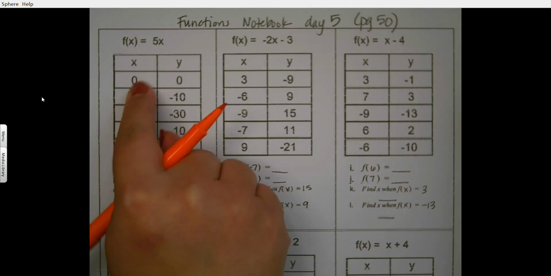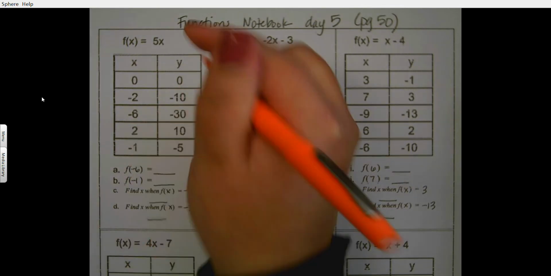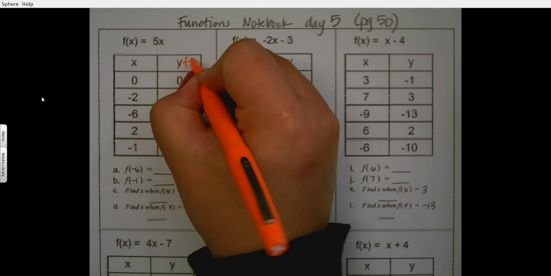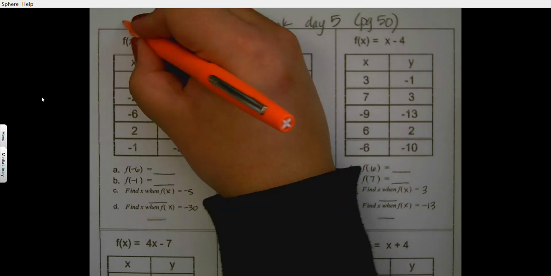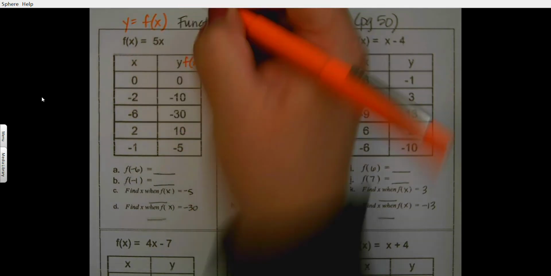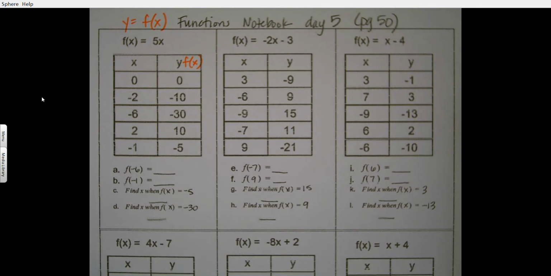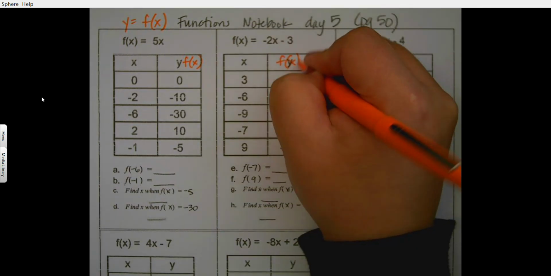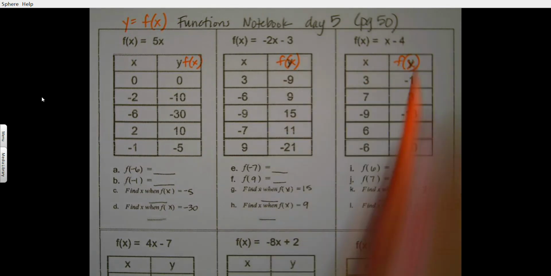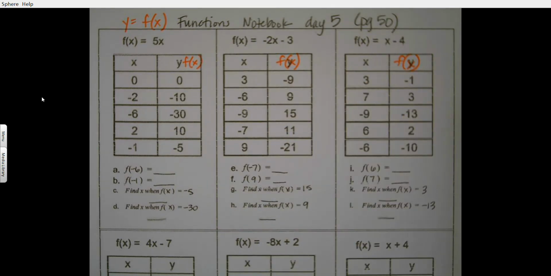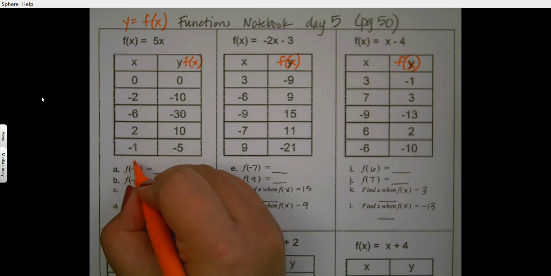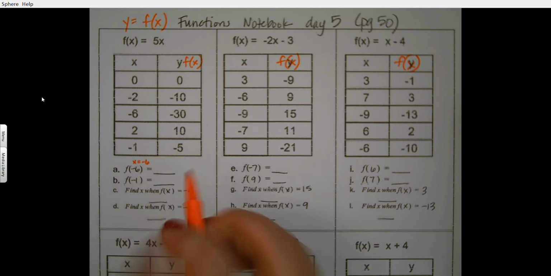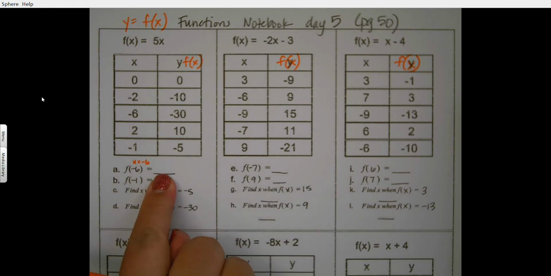If I plugged 0 in, this would be my answer, right? Instead of writing Y, I could write f of X if I wanted to. Remember, because Y equals the same thing as f of X. So instead, if I want to write f of X, go for it. Doesn't matter, just different notation. Okay? F of -6 means my X is -6. What is my f of X or my Y?